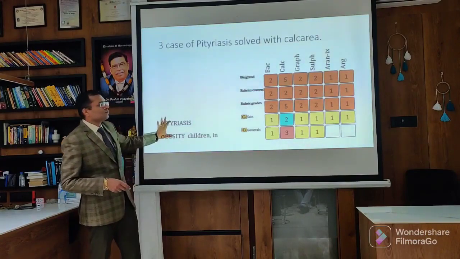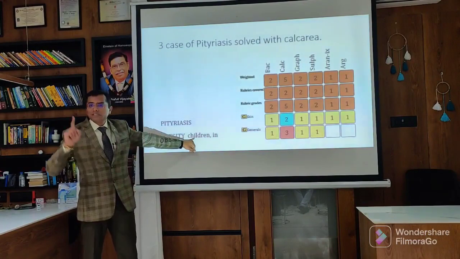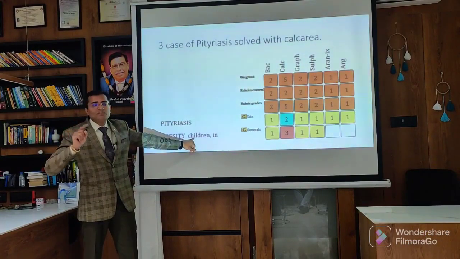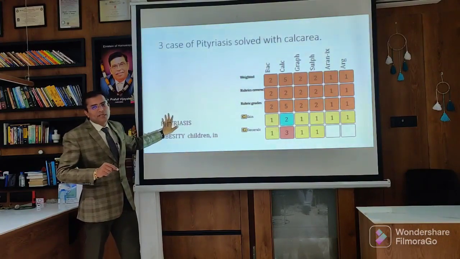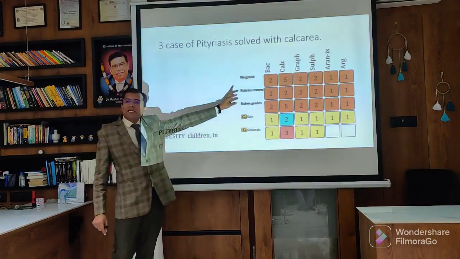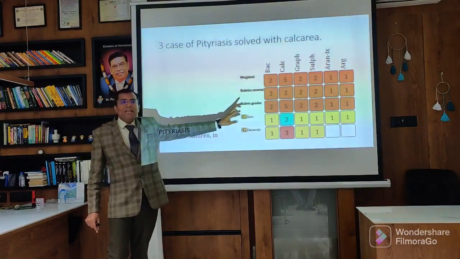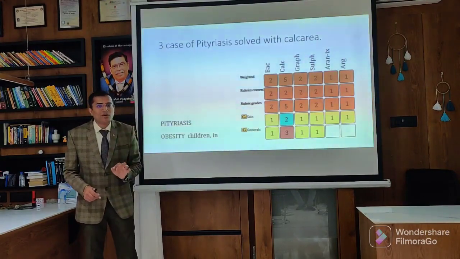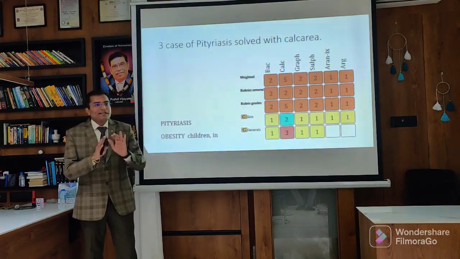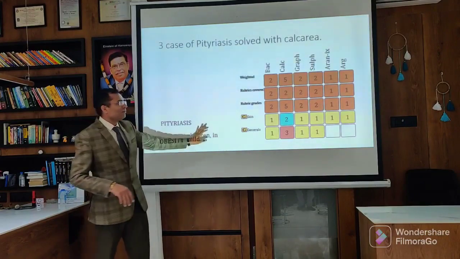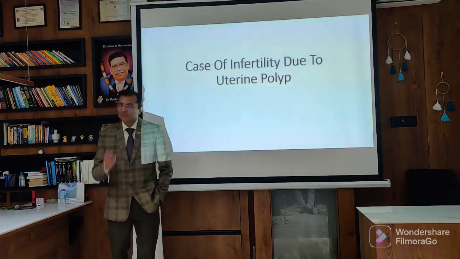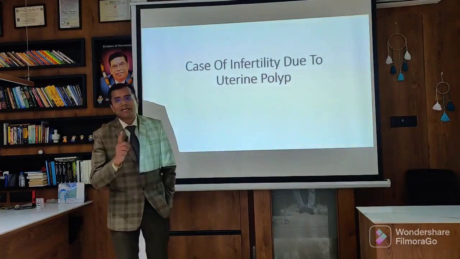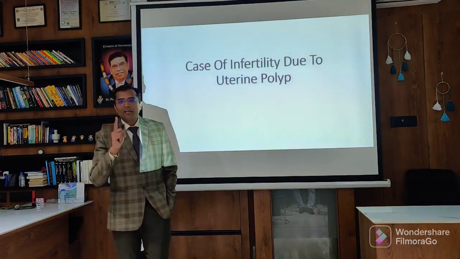So in that case also I took this rubric, even though he is an adult. The adult was around 20 years old. So I took obesity in children and pityriasis, and I prescribed calcarea carb. And within 15 days follow up, the whole body got resolved. So this is my clinical experience. Another case. This is why I am sharing cases of calcarea carb, because this gives you a glimpse in your clinical practice.